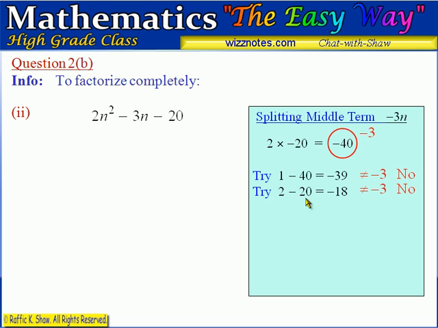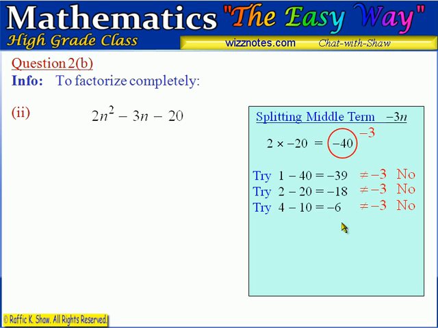3 and what? 3 is not a perfect factor of negative 40. So we move down to 4. 4 and what? 4 and negative 10. 4 and negative 10 are factors of negative 40, but when we add 4 and negative 10, the result is negative 6. We are looking for negative 3. And so no, we have not yet found the factors we are looking for. And so we have to move down again.